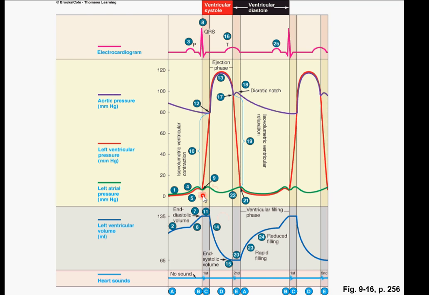Okay, now the AV valve will close and produce the first heart sound, the lub sound. You know the heart sound is lub dub. The first heart sound, S1, is the lub sound because of the closure of the AV valves. Now the aortic valve is already closed and the AV valve is closed. As we said, when both valves are closed, there is no change in the volume, and we call this phase isovolumic.